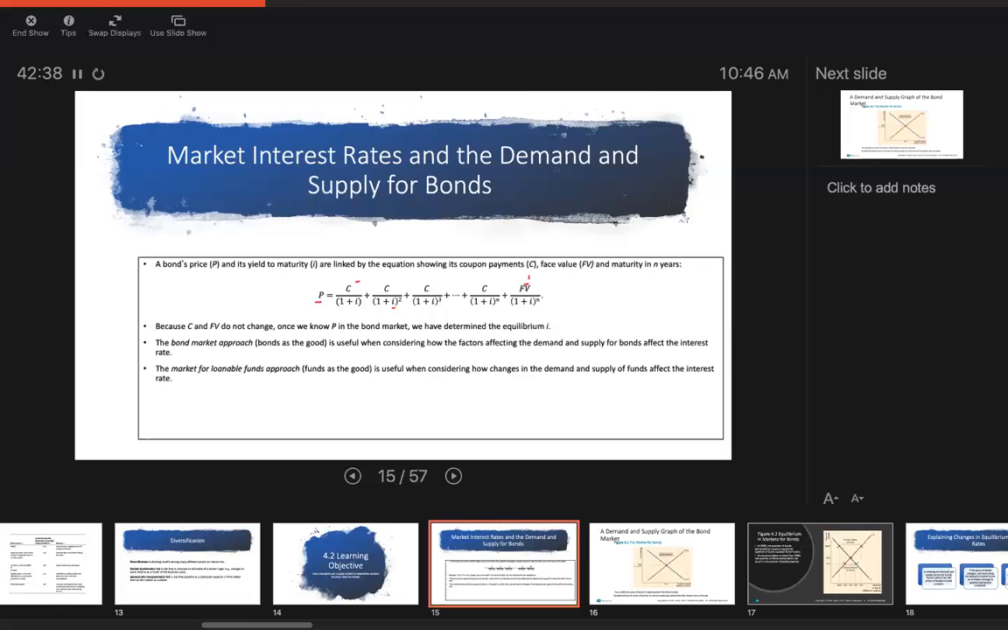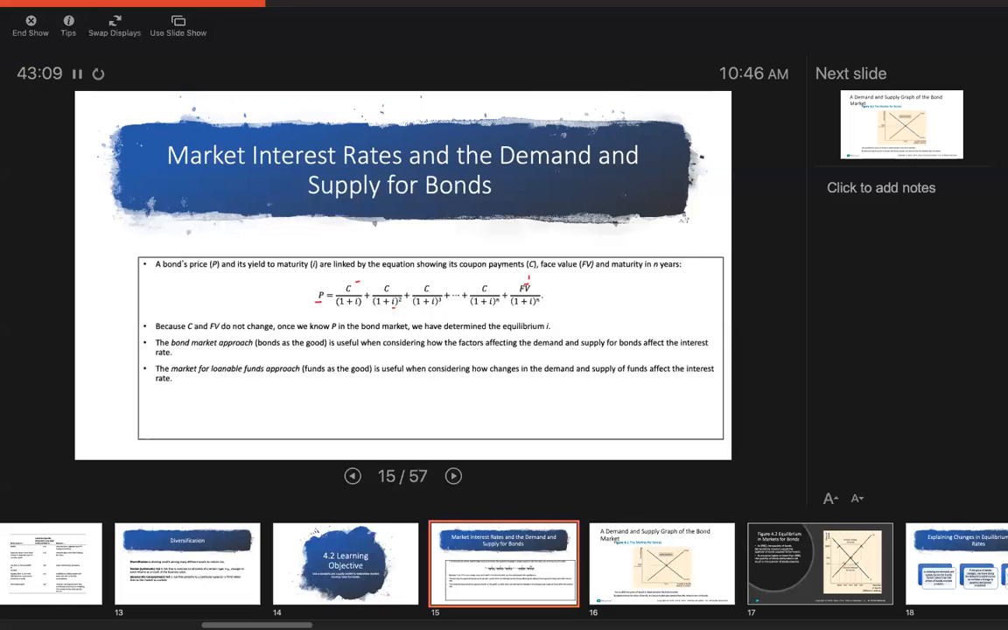So there are two competing models for how to think about these bonds, right? The bond market approach basically is useful when we are considering factors that affect the demand and supply of bonds, right? If the demand and supply of these bonds move, then the price of the bond moves, and if the price of the bond moves, then the interest rate is going to change. And that's how we essentially figure out the equilibrium interest rate in response to changes in demand and supply for these bonds.